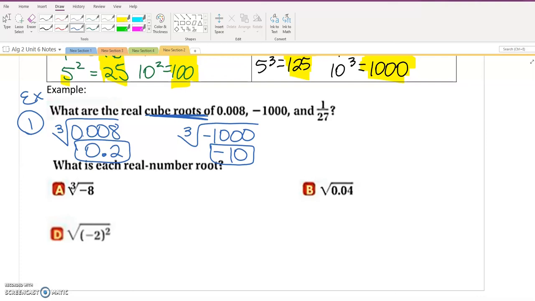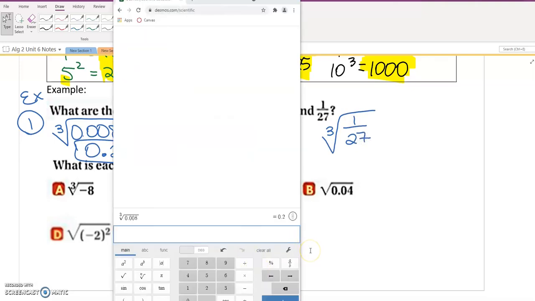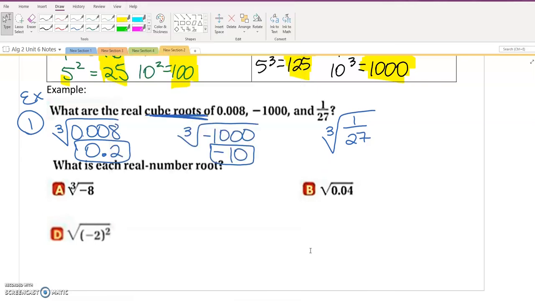Then lastly, our cube root of 1/27. So once again, you can put that into the calculator. To do cube root of a fraction, we're going to hit our nth root button, put the cube in there. Over here, we're going to hit our fraction button, a over b, and then hit 1/27, enter. And it gives us 0.333, but we want it as a fraction, so we hit the convert to fraction button, and it's 1/3. So over here, we just write 1/3, and we're good.